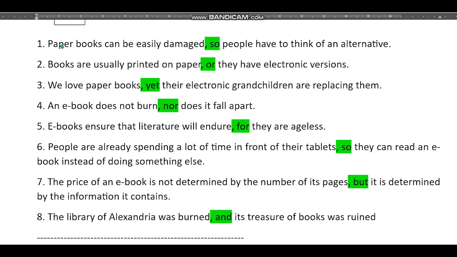So for exercise 1, paper books can be easily damaged, so people have to think of an alternative. Now this is a compound sentence. We have two clauses joined by a comma and a coordinating conjunction, one of the fanboys. Correct your answers. Then we're going to move to exercise 2.